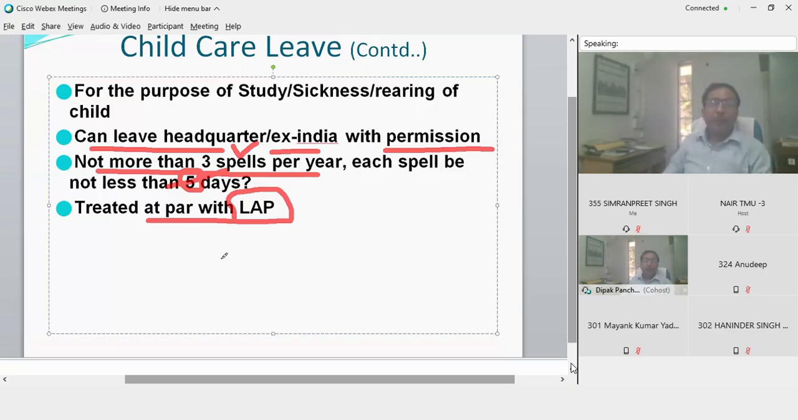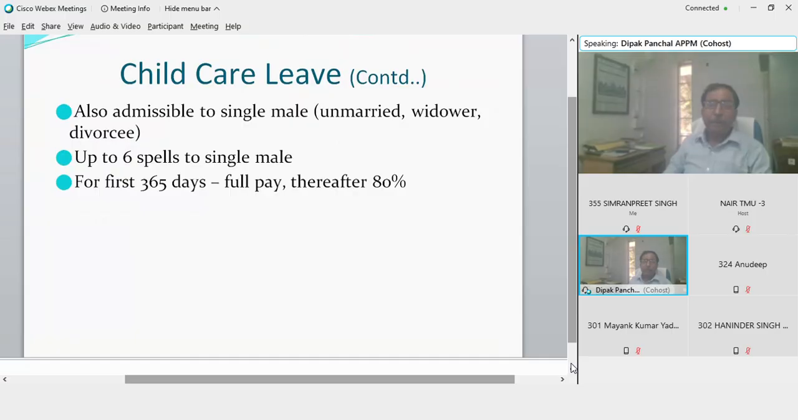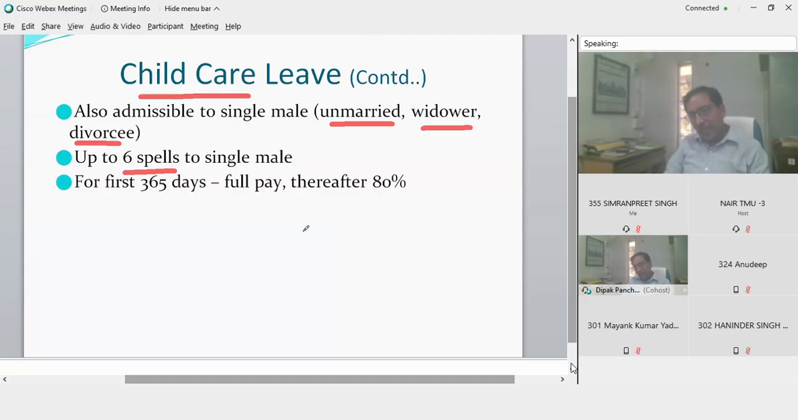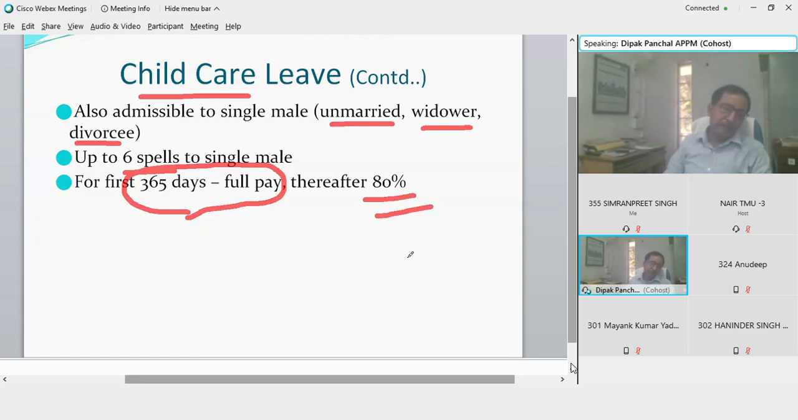One benefit added to the single male having child, that is either unmarried, widower or a divorcee father, that they are now eligible for the childcare leave, and the added benefit is 6 spells instead of 3 spells. But in all cases, childcare leave will be 365 days on full pay, and for the remaining period, 80% of the pay and allowances.